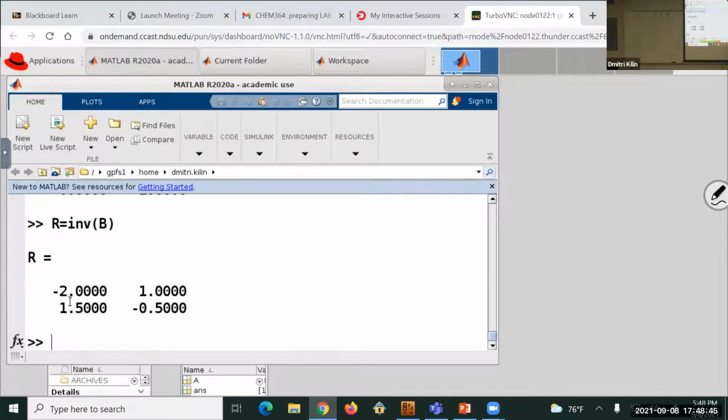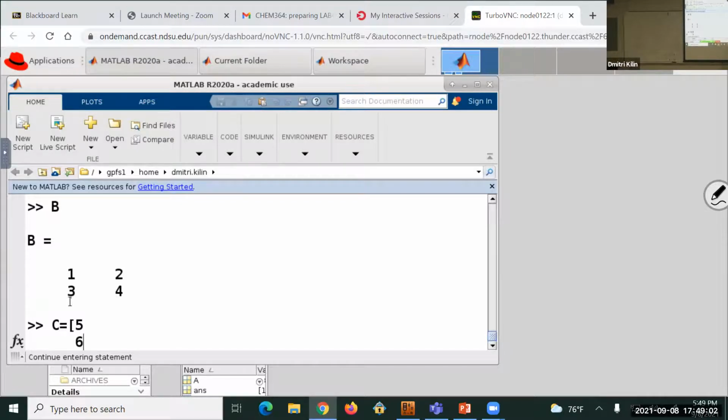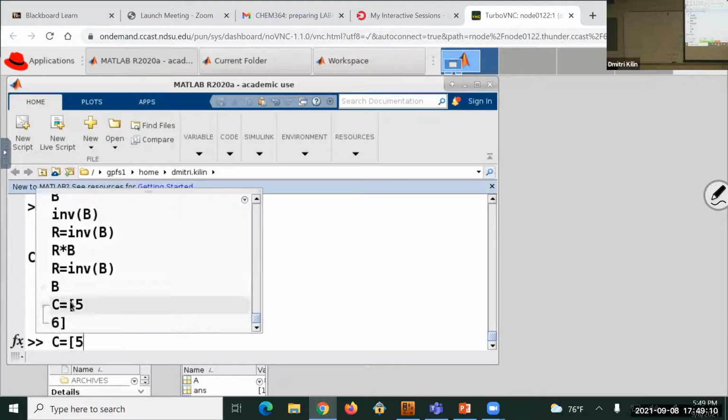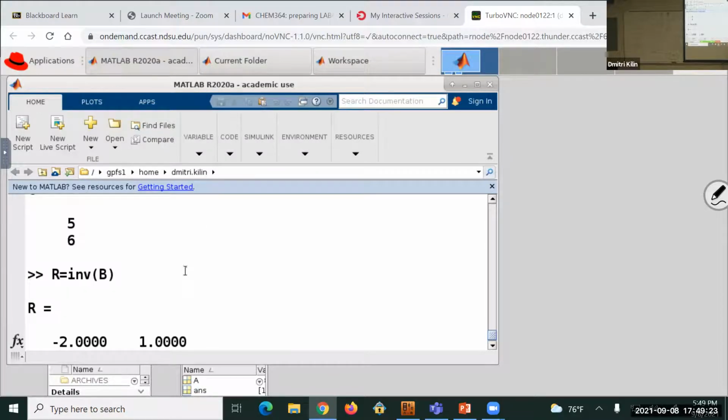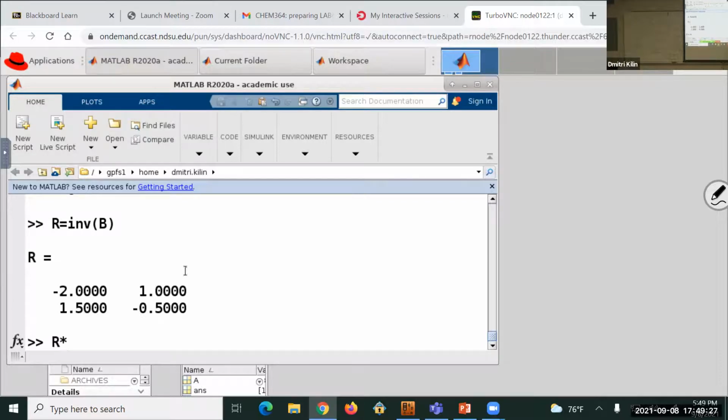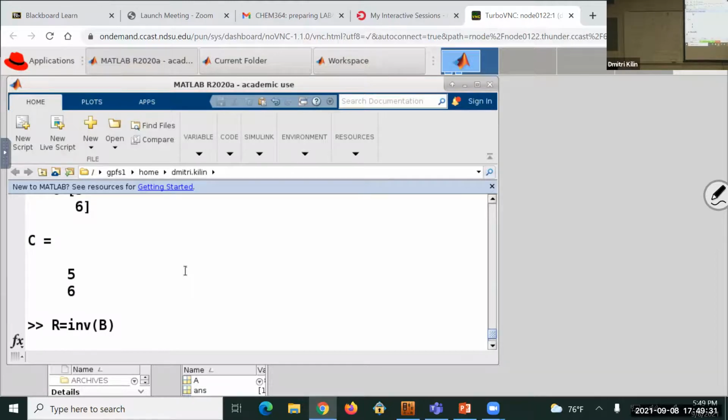So if I take the matrix, which we called here B, 1, 2, 3, 4, and if I call C equals 5 and 6, then R was the inverted B. And now, if I multiply the inverted matrix times our freestanding term C, I should get the solution. Yes? Whew. I had a big fear.